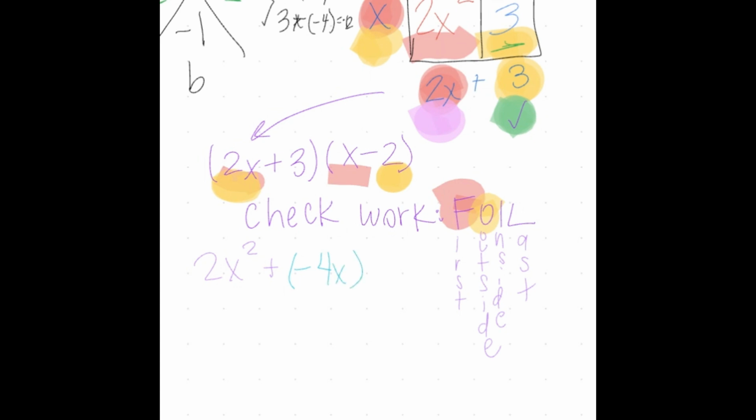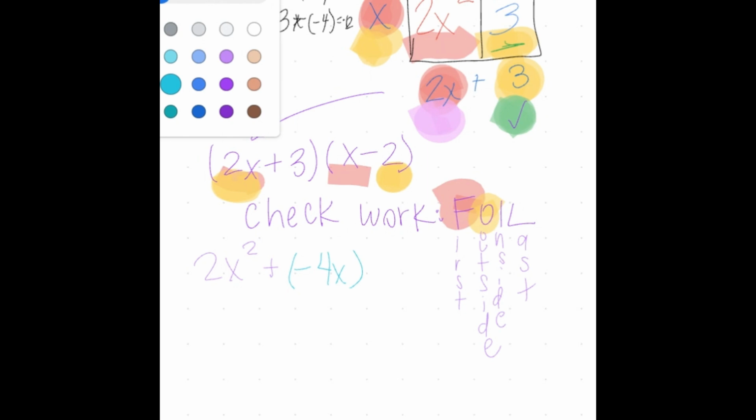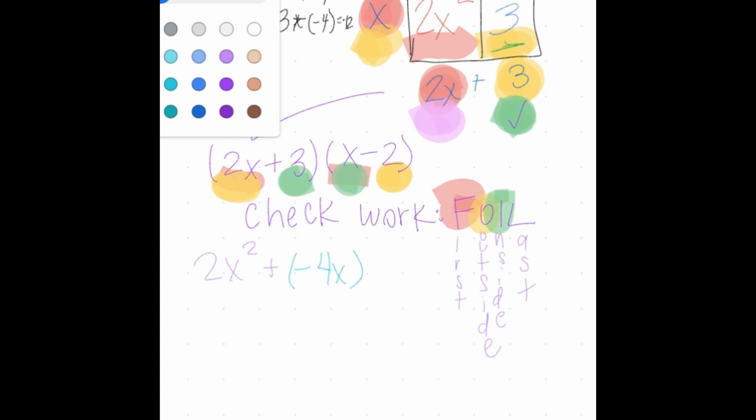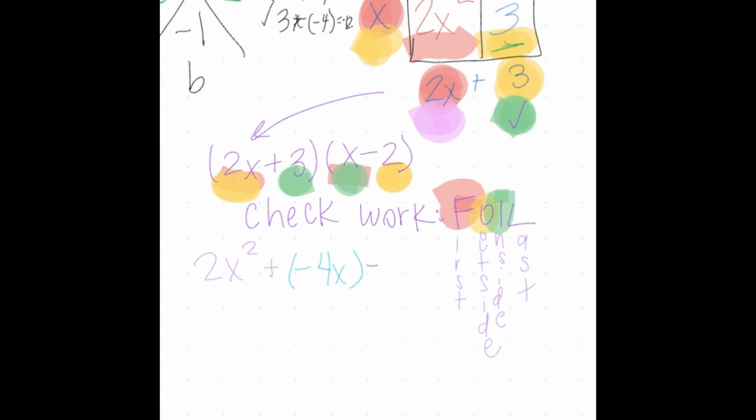And then next we have to do the inside terms. So those are 3 and x. That is our third thing we do. So 3 times x gives us 3x. So 2x squared plus negative 4x plus 3x is what we have so far.